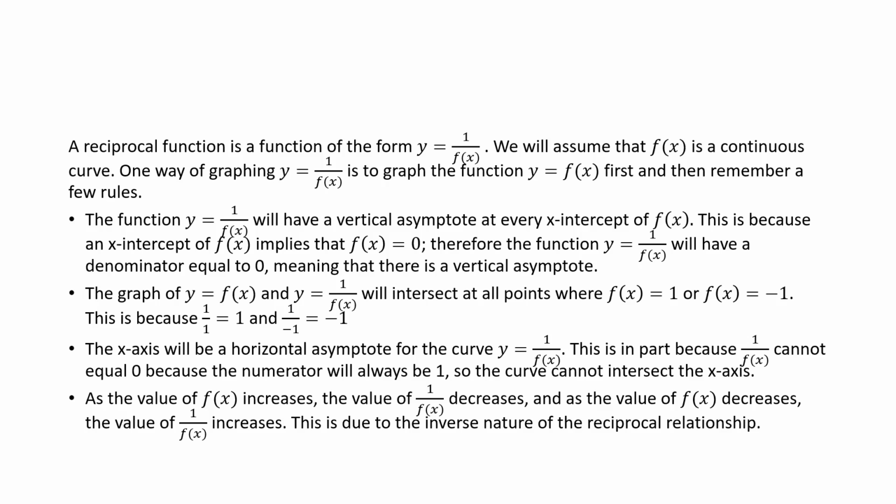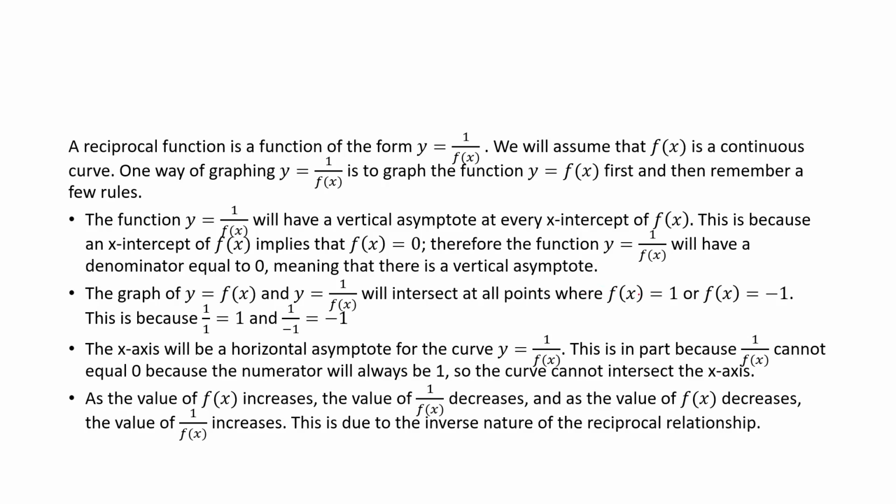One way of graphing y equals 1 over f of x is to graph the function y equals f of x first, and then remember a few rules. The function y equals 1 over f of x is going to have a vertical asymptote at every x-intercept of f of x. And this is because an x-intercept of f of x implies f of x equals 0. So the function y equals 1 over f of x would have a denominator equal to 0, meaning there's a vertical asymptote.